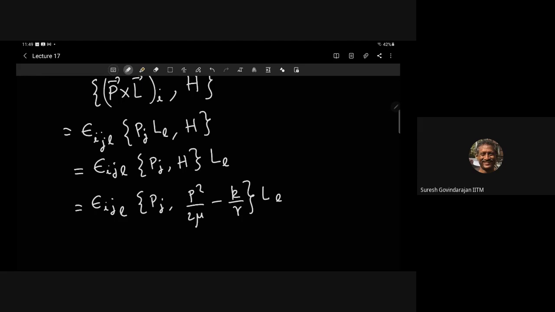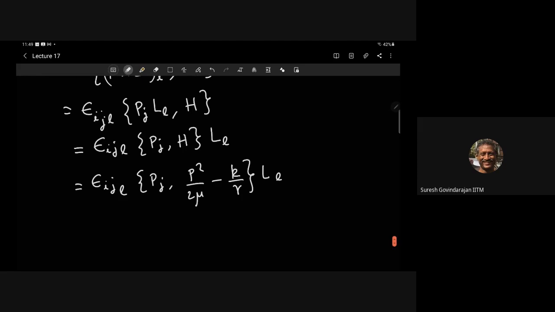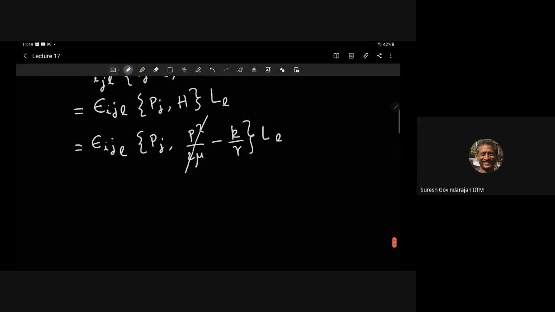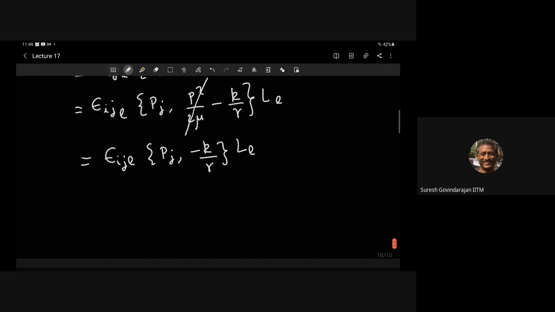Okay, so now again, {P_j, P} is 0. So for this term we don't have to do anything. Okay, I'm jumping steps, but okay. So here's what we need to do. This is what we have, and so we need to do this computation, but there is something very cute.